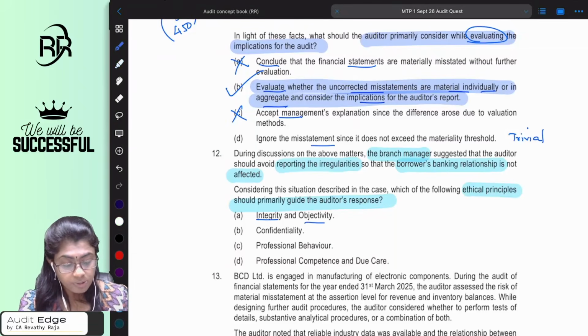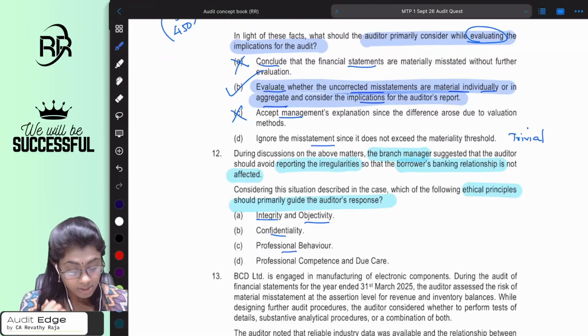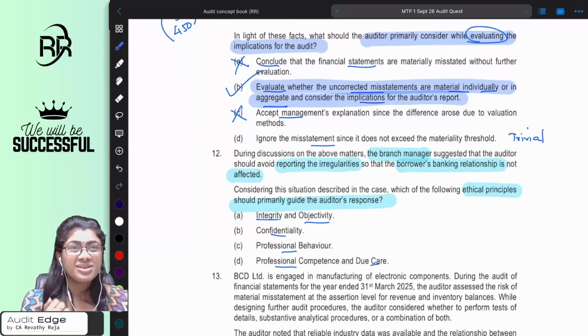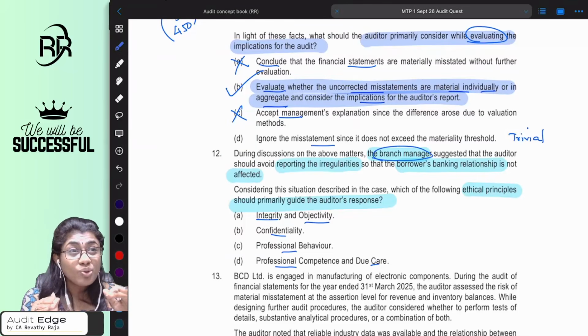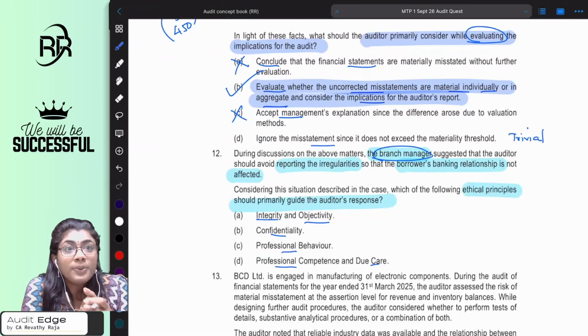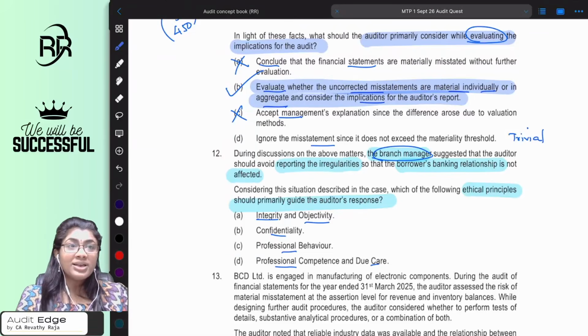Integrity means false report. Objectivity means you're compromising, conflict of interest. Confidentiality means disclosure of information. Behavior means you're not complying with law or bringing discredit to the profession. Professional competence means you're not exercising skill. The bank manager is saying, please don't report, we'll have a good relationship. If you are complying with that, you will override. You are giving a false information and you are having a conflict of interest. So, which you are violating.